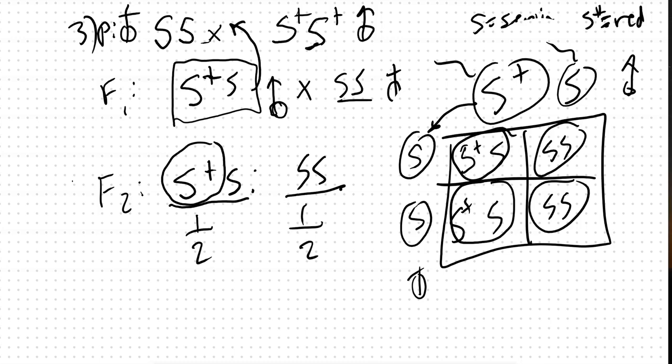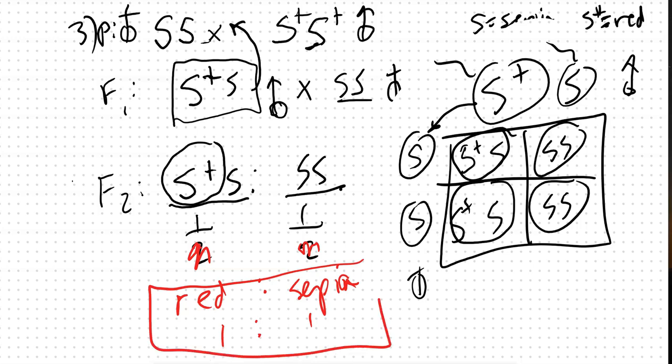So this would be, remember we just ignore this. So 1-to-1 ratio for the genotype. And then for the phenotype, this would be red. This would be sepia. The ratio is exactly the same, so it's 1-to-1. So this is your phenotypic ratio. This is your genotypic ratio.